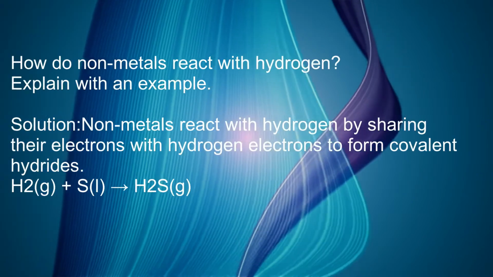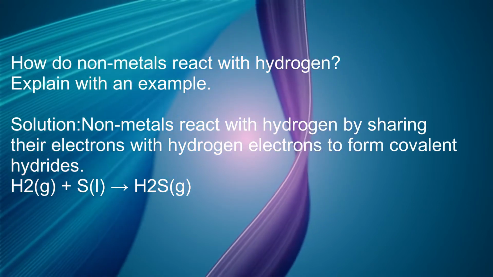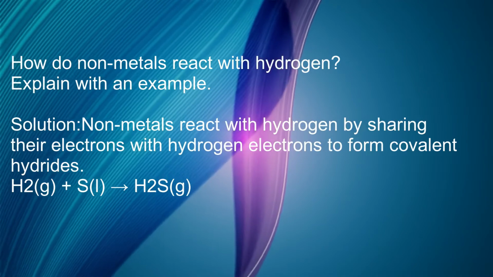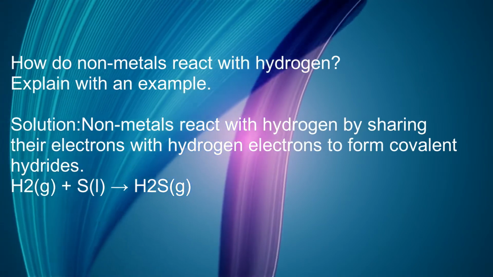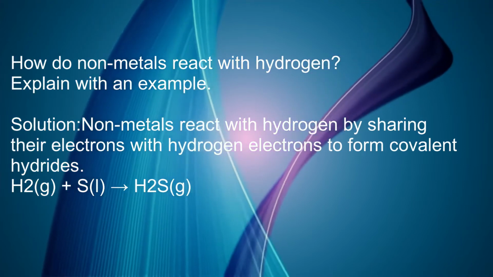B. How do nonmetals react with hydrogen? Explain with an example. Solution: B. Nonmetals react with hydrogen by sharing their electrons with hydrogen electrons to form covalent hydrides. H2 (hydrogen, gas) + S (sulfur, liquid) gives H2S (hydrogen sulfide, gas).